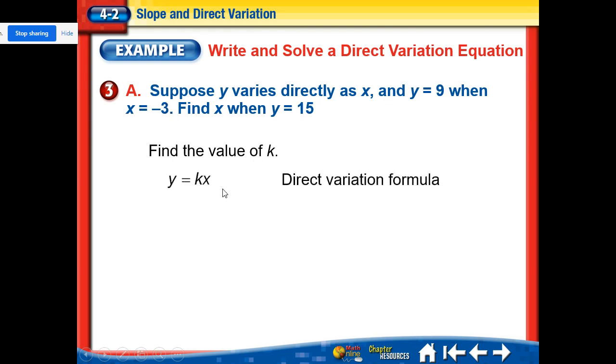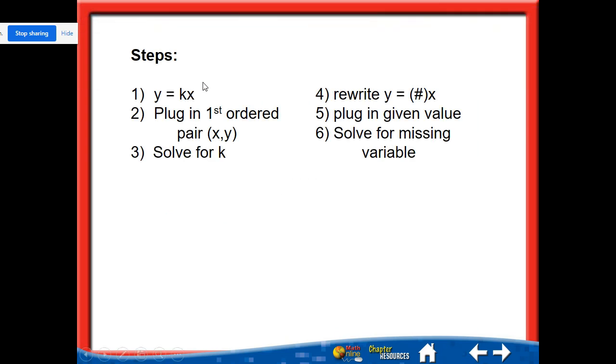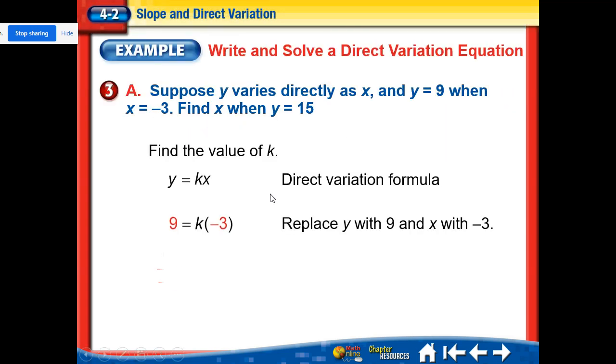So we start off with y equals kx. Now in for the y, I'm going to put this 9 value. And for the x, I'm going to put that negative 3. So notice 9 equals k times negative 3. Now to solve this, we're always just going to divide by this x value here. So we're going to divide both sides by negative 3. So we do that, and k is negative 3. So that's all of this left side. Now once we have negative 3, we can put it over here and rewrite it. So let's do that.